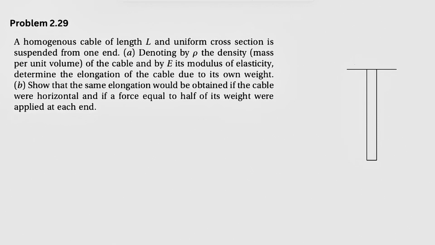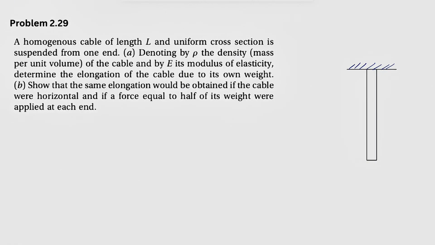Alright guys, we're going to be solving a question from the second chapter of Mechanics of Materials by Johnston. In this question, we have a homogeneous cable of length L and uniform cross-section that is suspended from one end. I tried to show that cable on the right-hand side. So the cable is actually attached from one side.